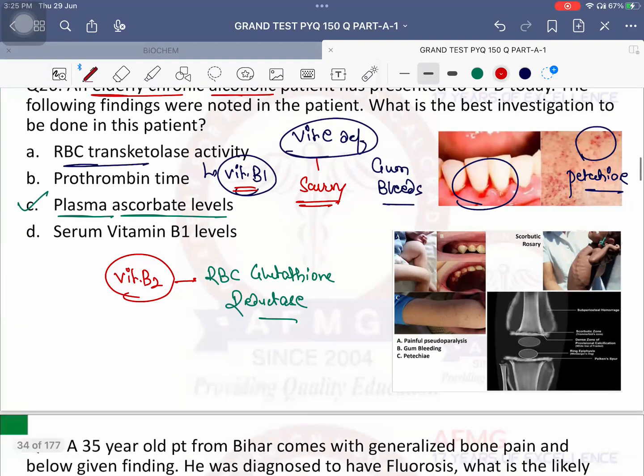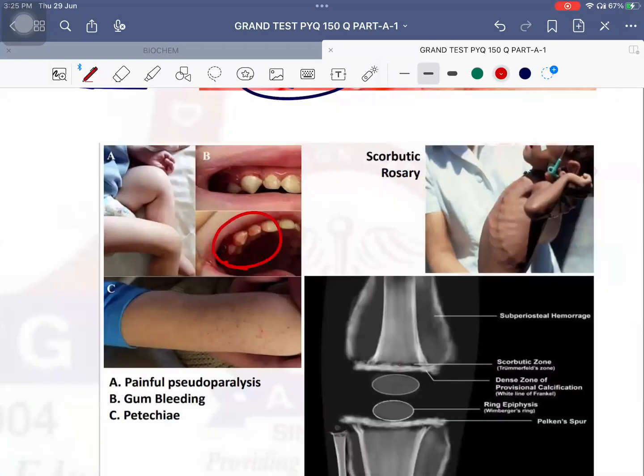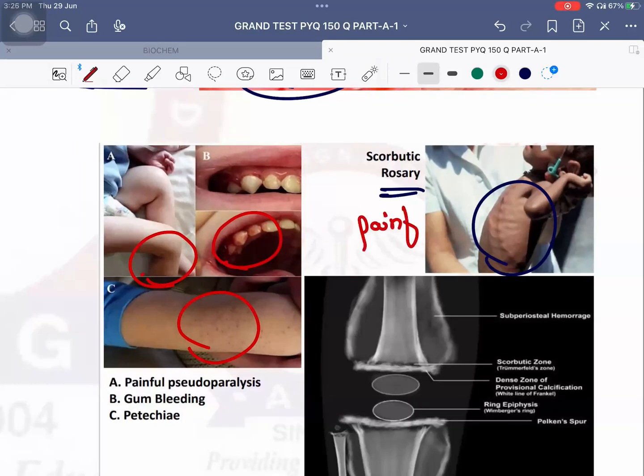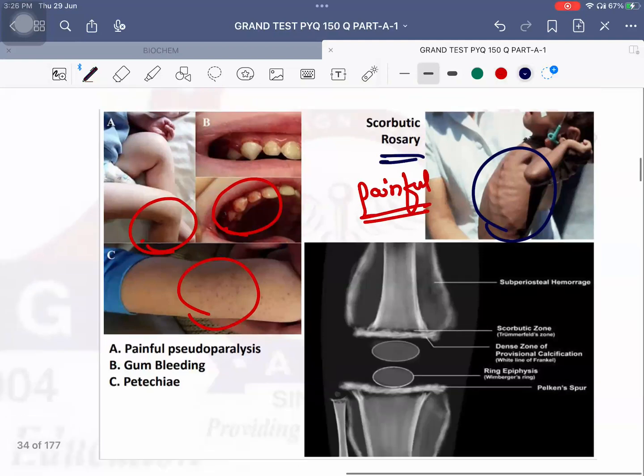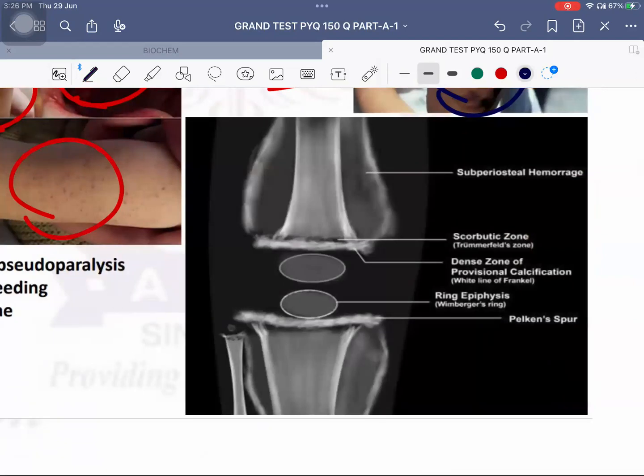ठीक है? In cases of scurvy, I have told you gum bleeding, petechiae, pseudo paralysis. Usually, along with that, there will be painful swelling of the costochondral joints or costochondral junction, and that is called as scorbutic rosary. Rickets में क्या होता है? Rachitic rosary. But ricket वाला painful होता है, painless होता है? Painless. But in scurvy, it is very, very painful. Please remember that.